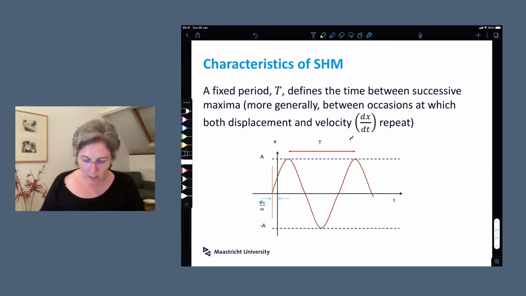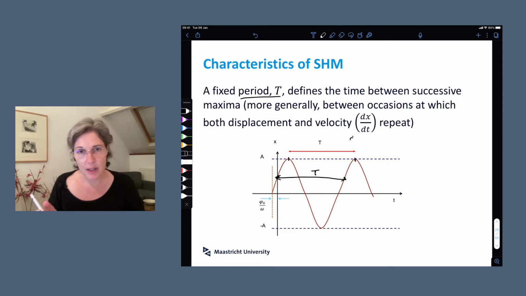Next up, we want to think about the time it takes for the displacement to take one complete cycle, and we call that the period T. It's most easily seen if you look between successive maxima, but in fact you could look between successive minima, or you could look at successive halfway marks. That would also give you T. And in fact, this period also marks the time between when the velocity repeats and also the displacement repeats.